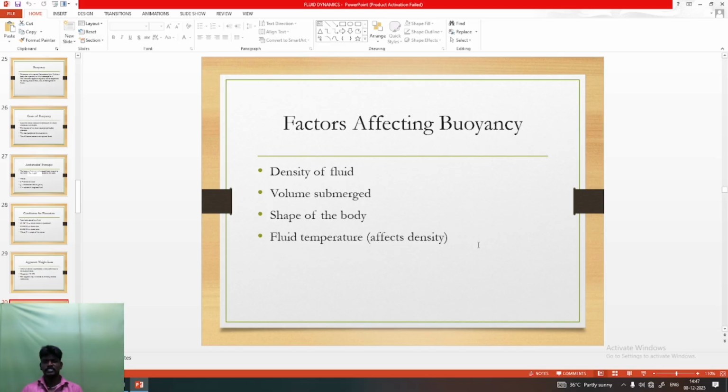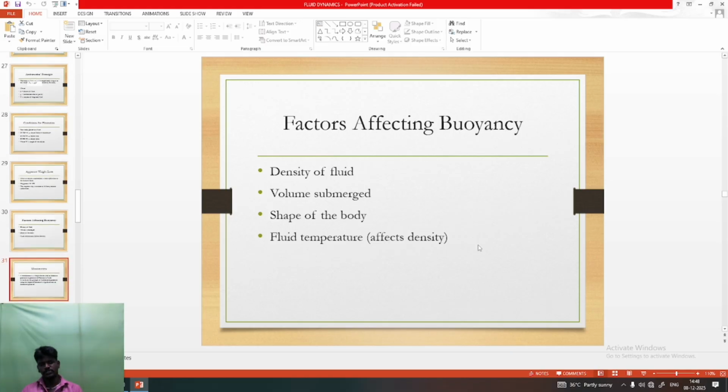Factors affecting buoyancy. What are the factors that affect the buoyancy force? First, density of fluid. Second, volume submerged. Third, shape of the body. The fourth, fluid temperature. Because we already discussed in previous slides, temperature affects the density of the fluid. That is the major thing affecting the buoyancy force.